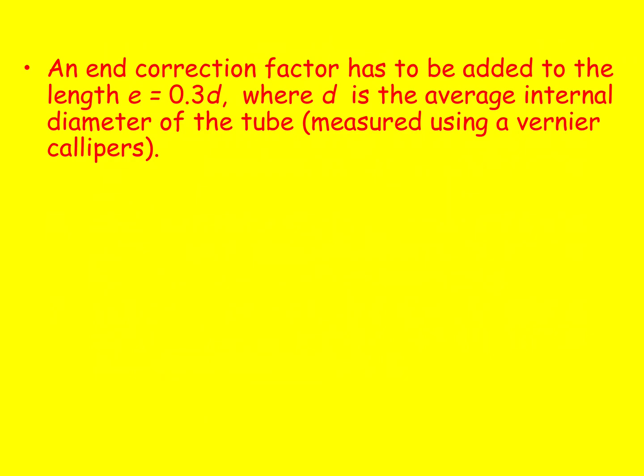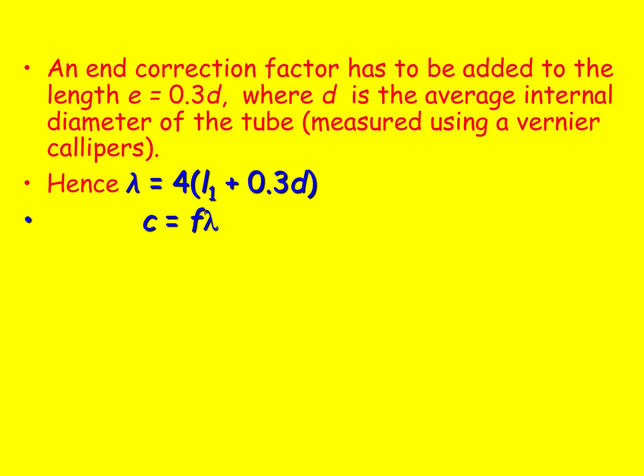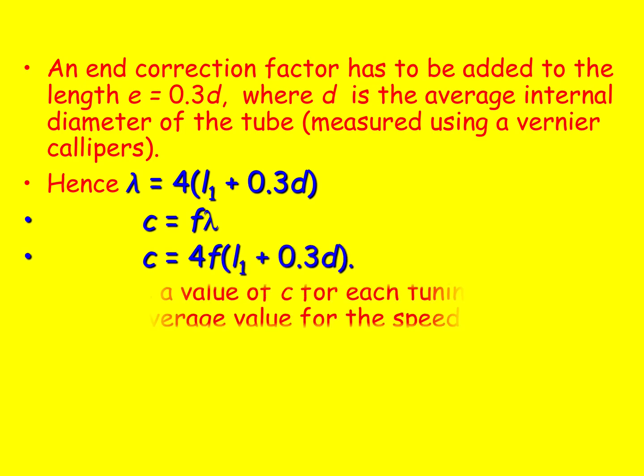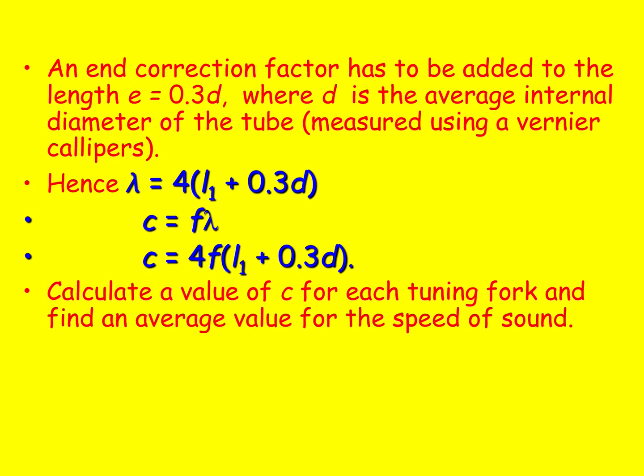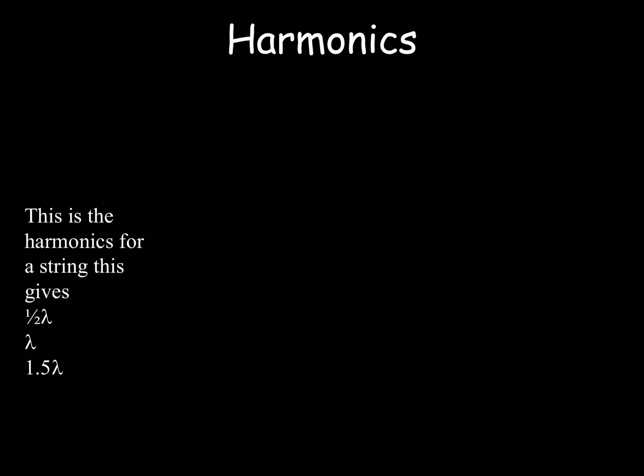Then you add on the end correction using vernier calipers to measure the internal diameter of the tube. You use that formula, and then you use this one, c equals f times lambda. The speed of the wave is its frequency times its wavelength. Obviously, you can just stick the wavelength in like that. And then you do it for each tuning fork, and you find an average.